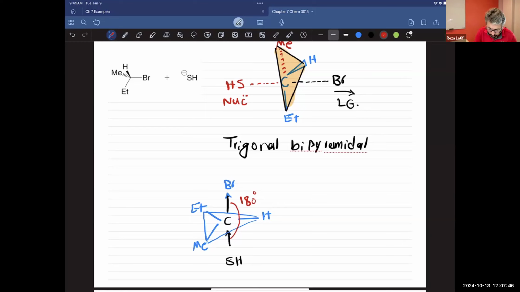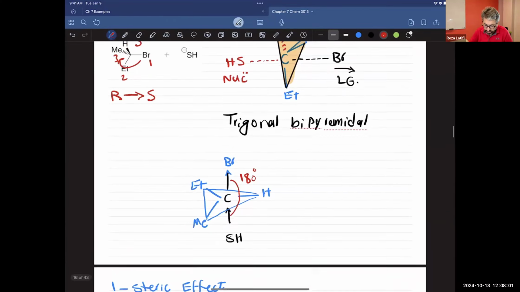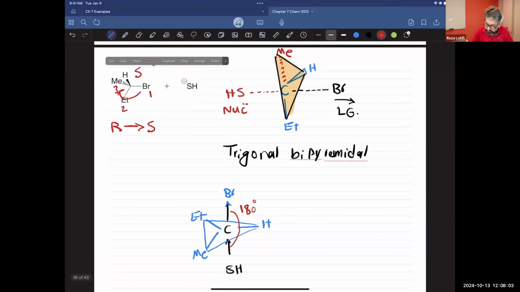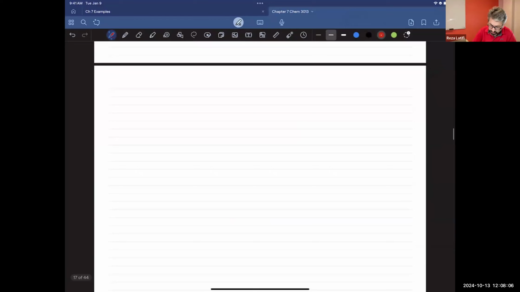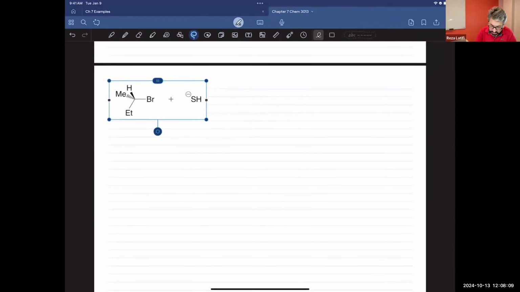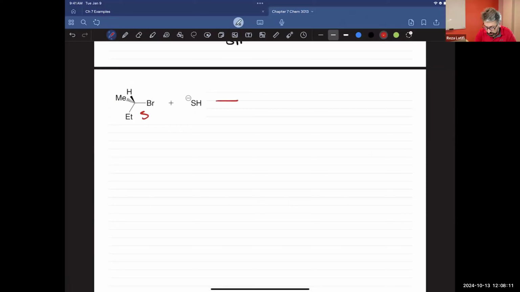For now, I have 1, 2, 3. This is going to be R, but because hydrogen is facing toward me, it will be S. So the starting configuration is S. And what's going to be the configuration of the product? The configuration of the product will be this one. So I started with S configuration, and for the product, you simply add the SH from the opposite side, and right now it's inside the plane.